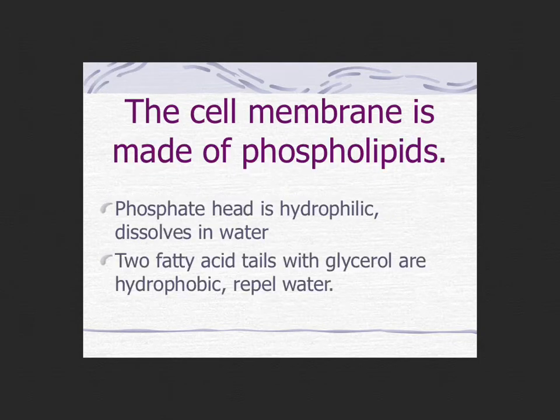So remember, the cell membrane is made of these things called phospholipids, which are 2 long fatty acid chains with an attached phosphate group. You know what a phosphate group looks like, and you know that phosphates are charged, they're polar. So the head, the phosphate group, is hydrophilic because it's charged and polar, it can dissolve in water. The 2 fatty acid tails, of course, are lipid and they don't dissolve in water. There is a glycerol group attached, but anyways, they're hydrophobic, so they don't dissolve in water.